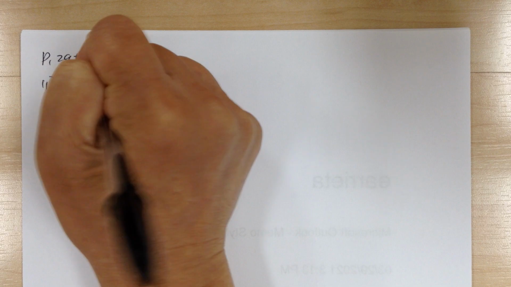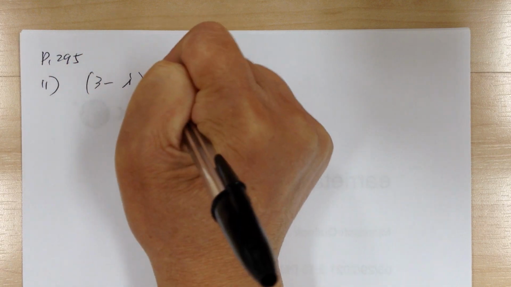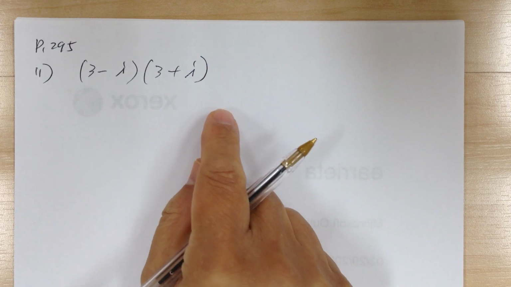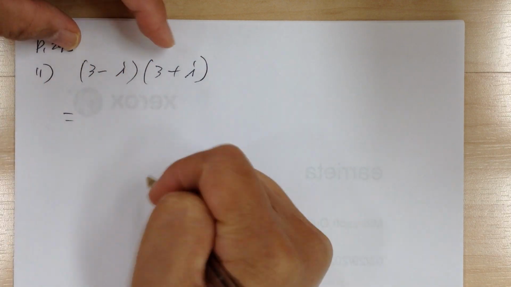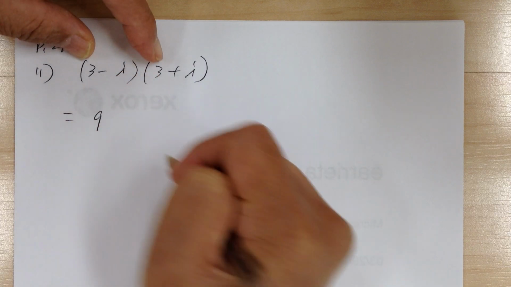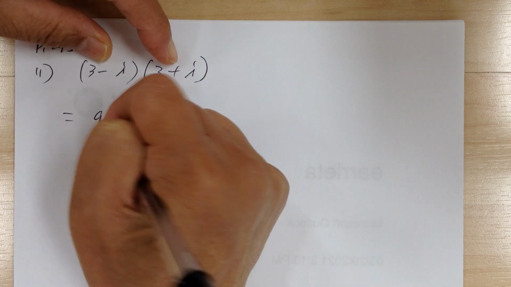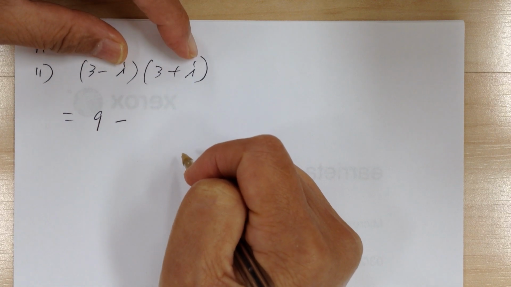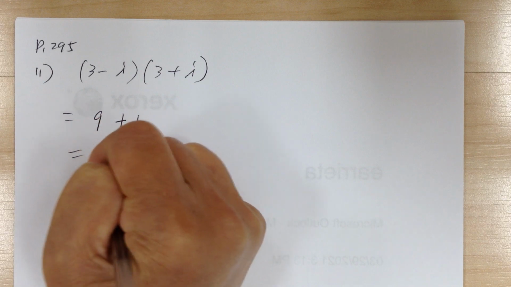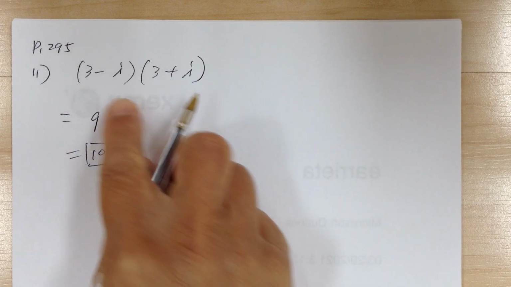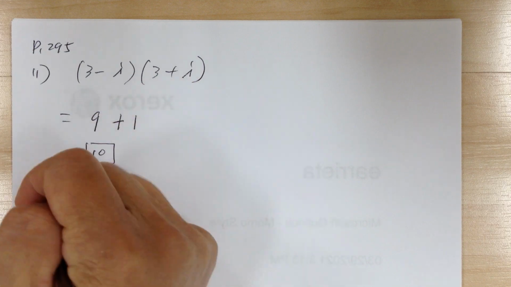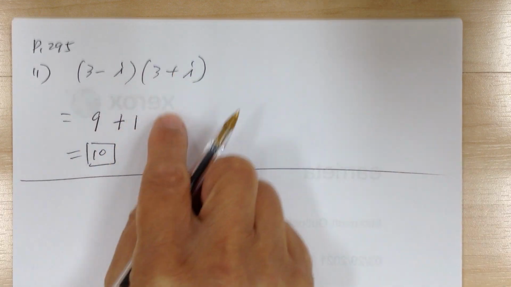Okay, number 11, you have 3 minus i times 3 plus i. These are conjugates, so you have to know how to multiply conjugates. When you multiply the conjugates, you just multiply the corresponding parts. So 3 times 3 would be 9. Negative times positive would be minus. i times i is negative 1, so this becomes plus 1. So this is equal to 10. And notice when you have conjugates, the i would be gone. So keep that in mind. To get rid of the i, you multiply conjugates.